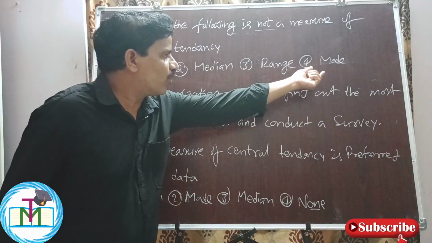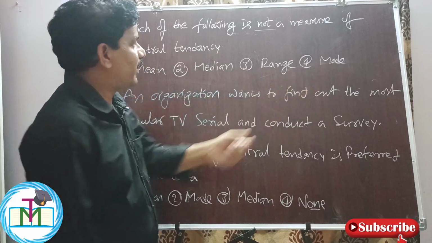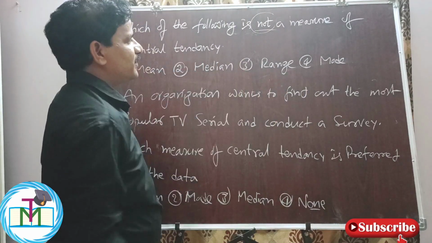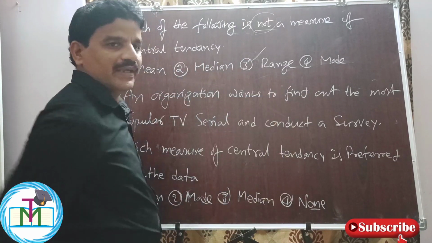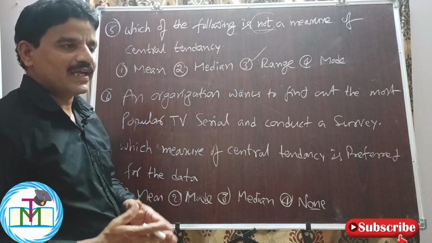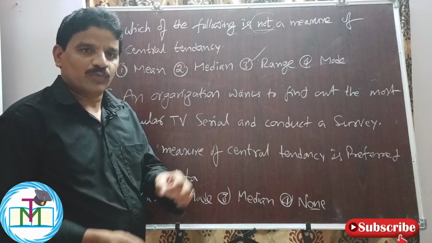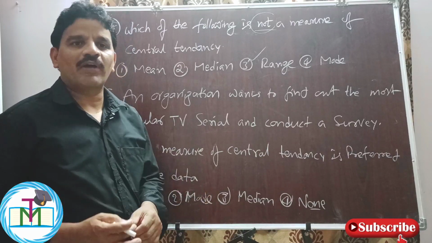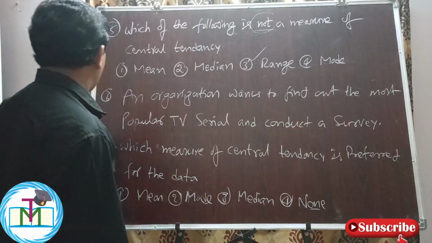Mean, median, mode are what? Measures of central tendency. But I want the one that is not a measure of central tendency. What is left here? Range. So range is not a measure of central tendency. Range is the difference between the smallest value and the highest value available in the data.